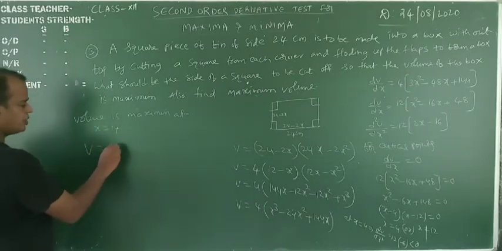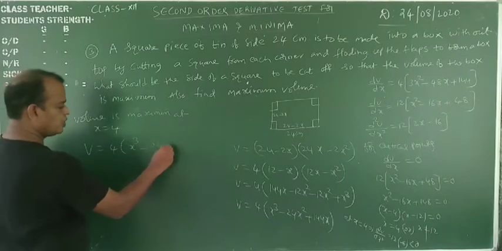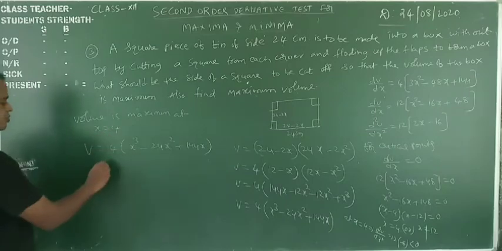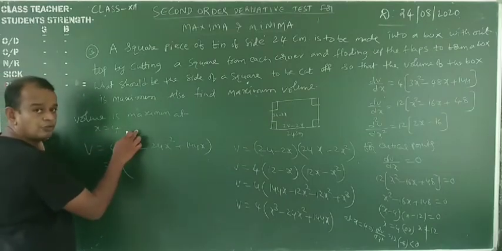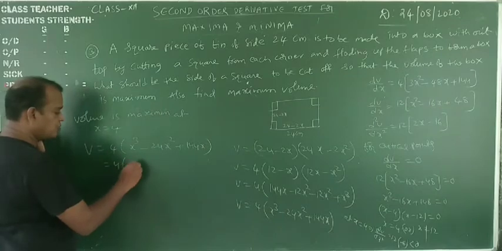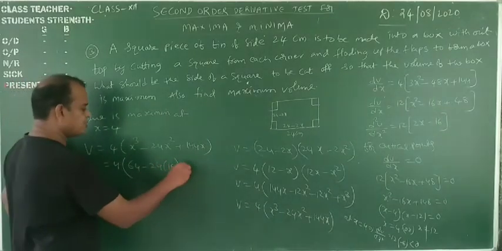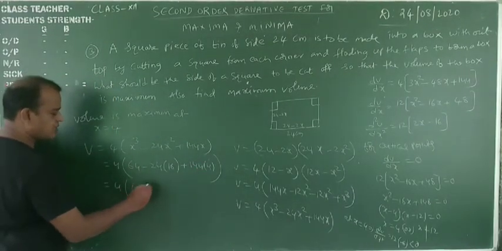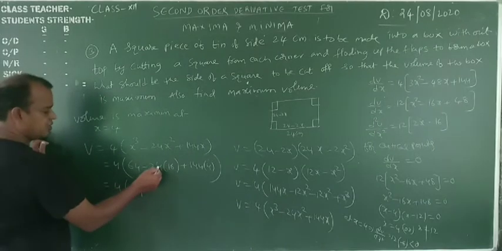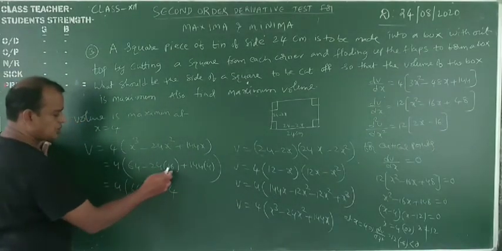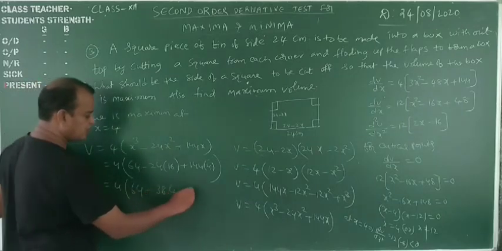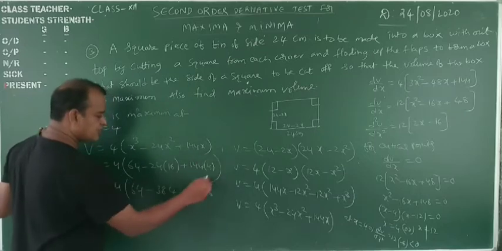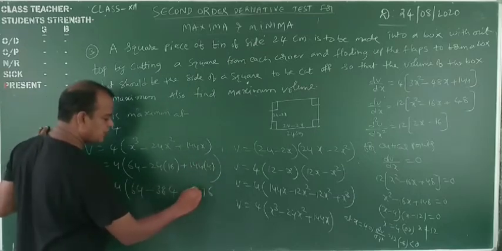Therefore, volume is equal to 4 into x cube minus 24x square plus 144x. Okay, my dear students. Now substitute x is equal to 4. 4 into 4 cube. 4 fours are 16, 16 fours are 64, minus 24 into 16 plus 144 into 4. Now 4 into 64 minus 24 into 16. 16 fours are 64, 16 twos are 32, plus 384 plus 144.